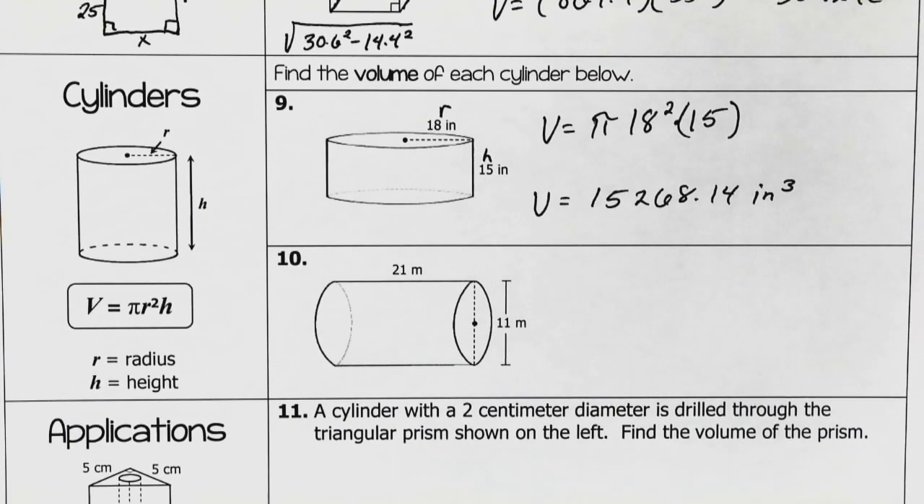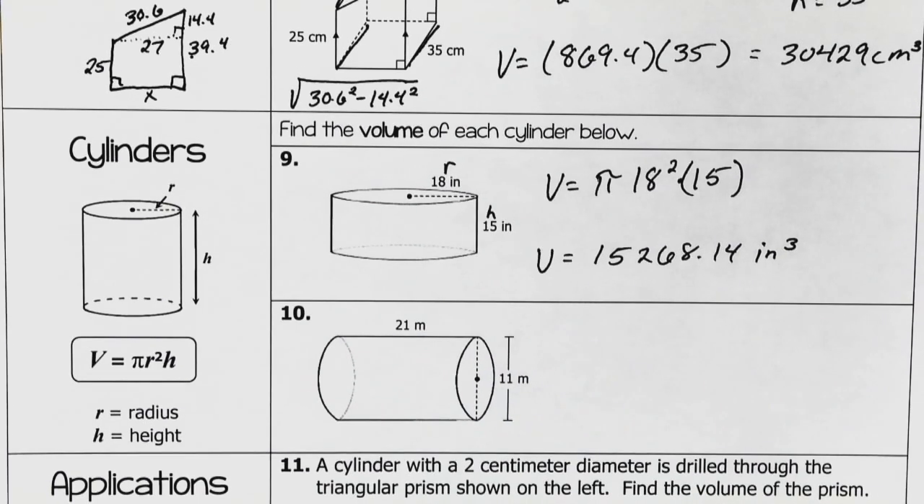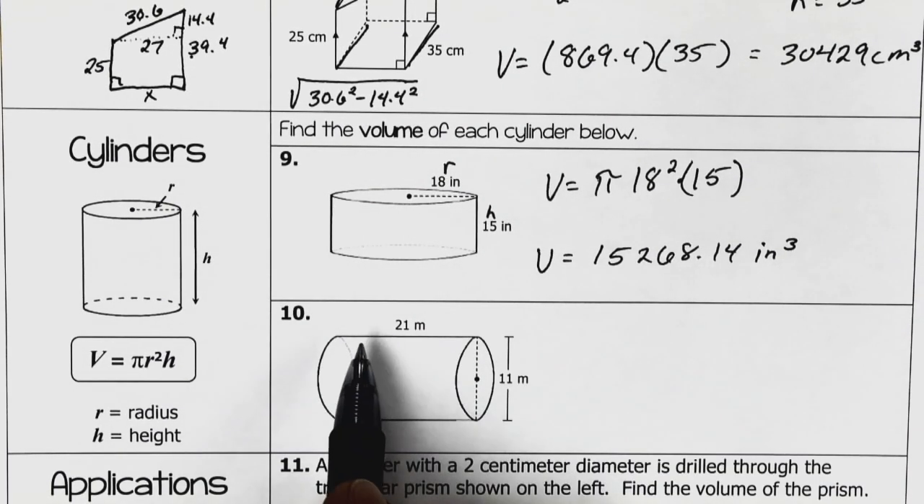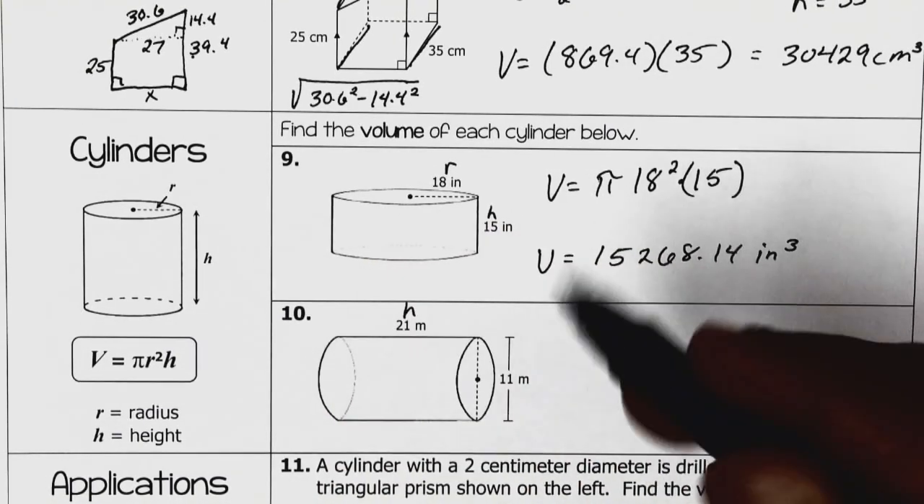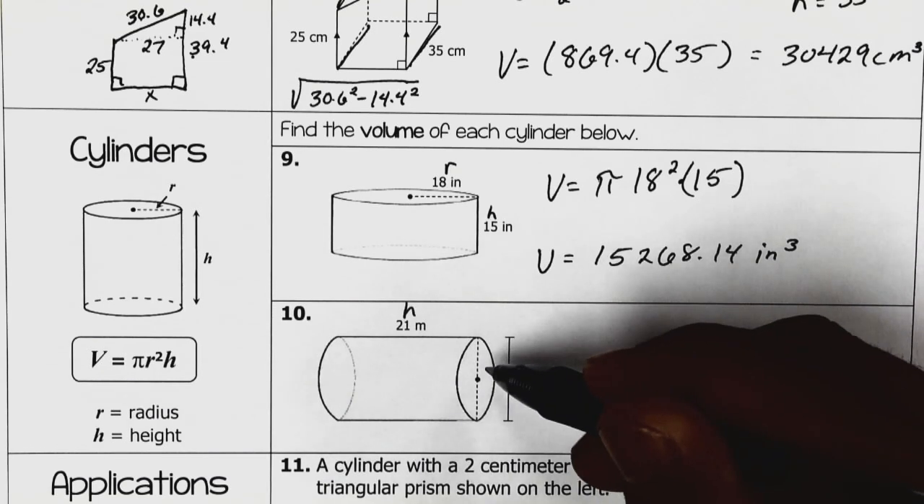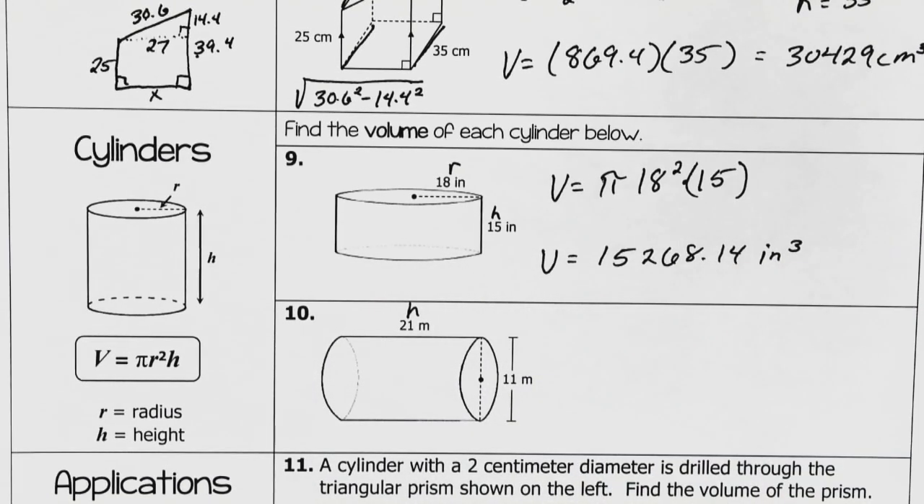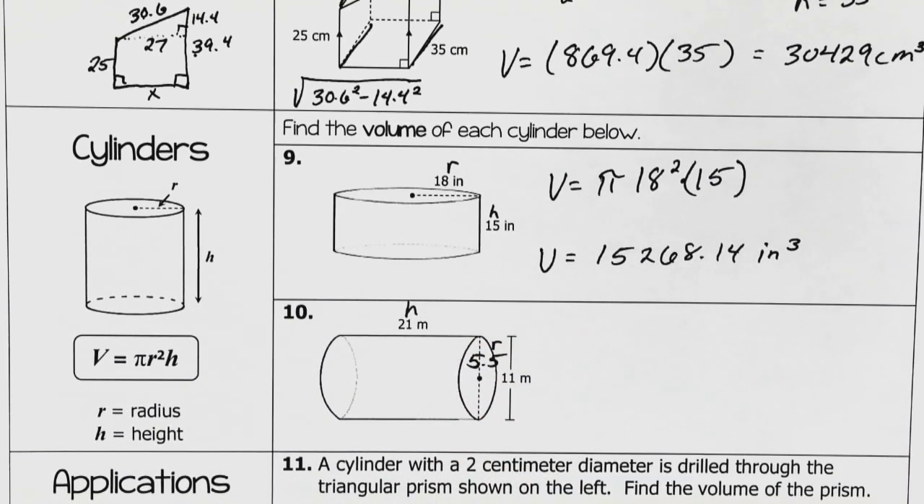All right, then the last example. I'm going to skip these application ones. I'm just going to focus on the regular kind to try to limit the number of videos. All right, so right here, this 21, this is the height. So this is my h. Now this 11 is a diameter, which means I need to cut it in half to get the radius. So 11 divided by 2 is 5.5. So the radius is 5.5, so this is my r.